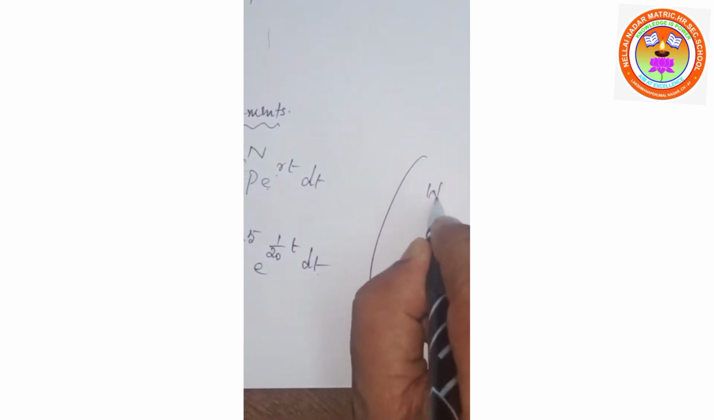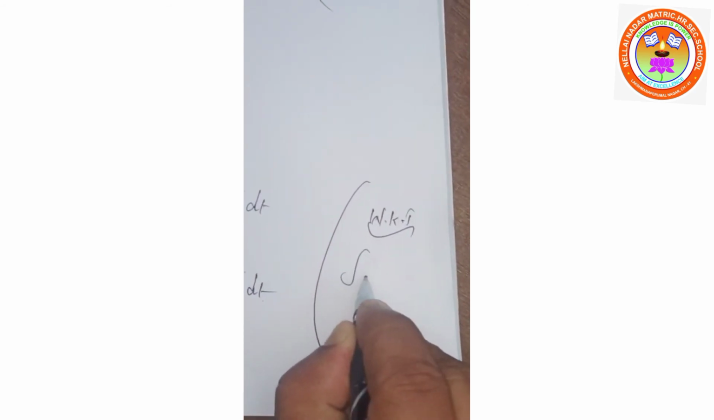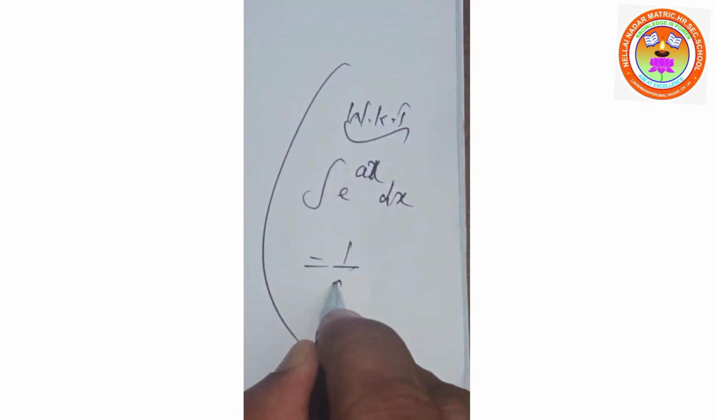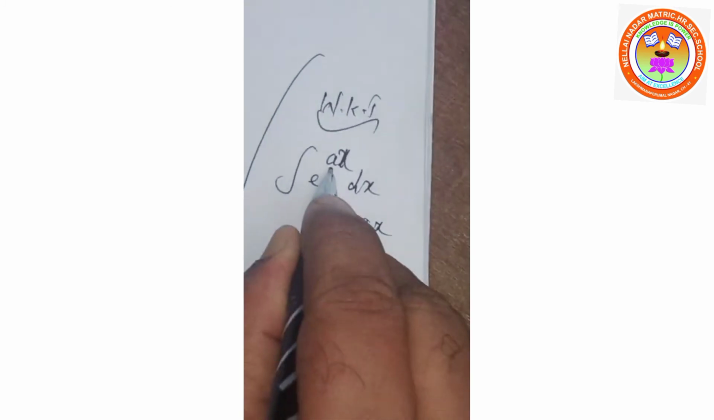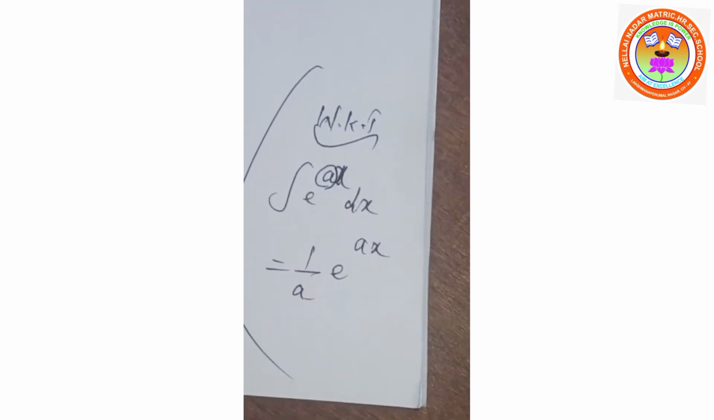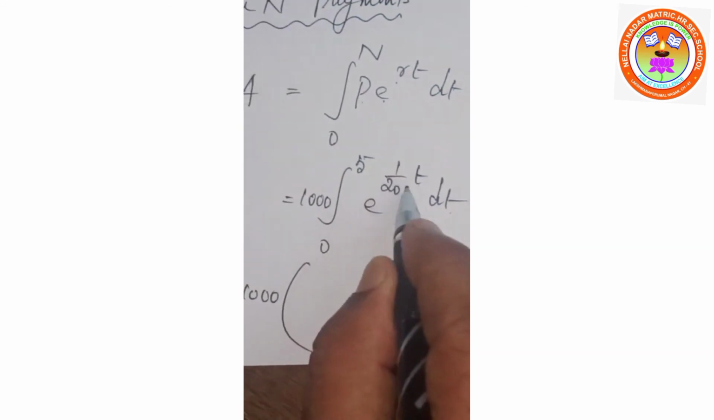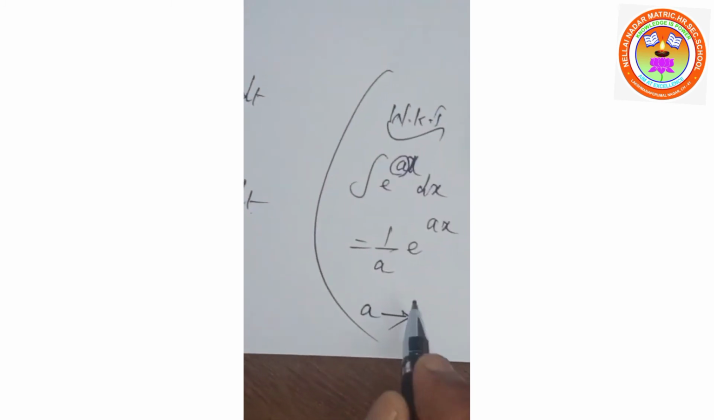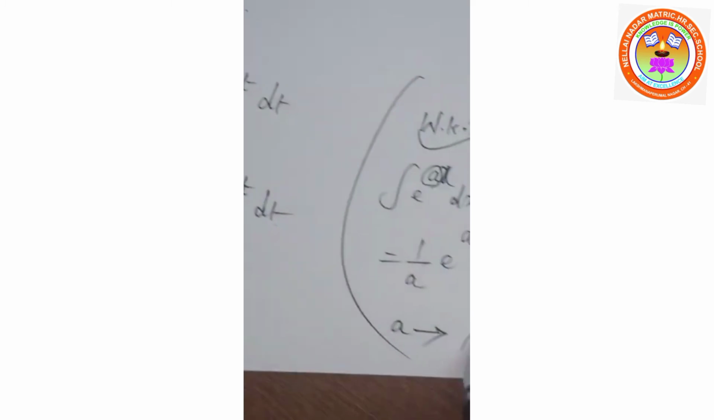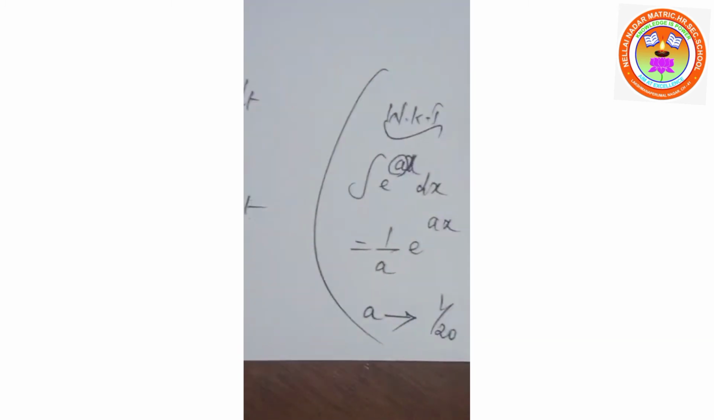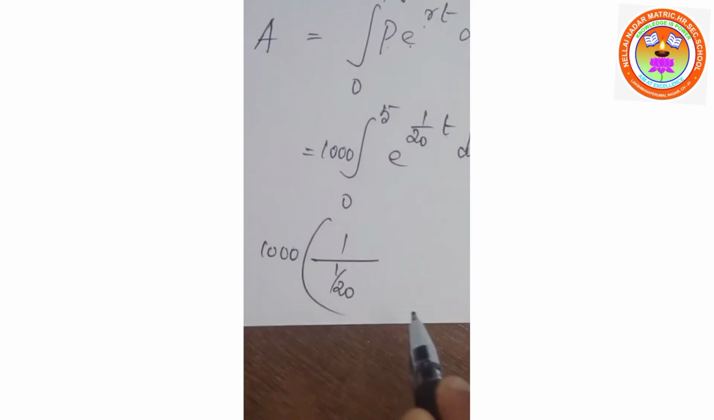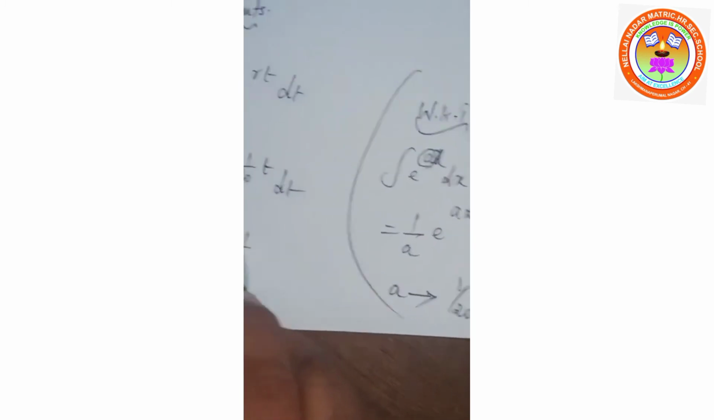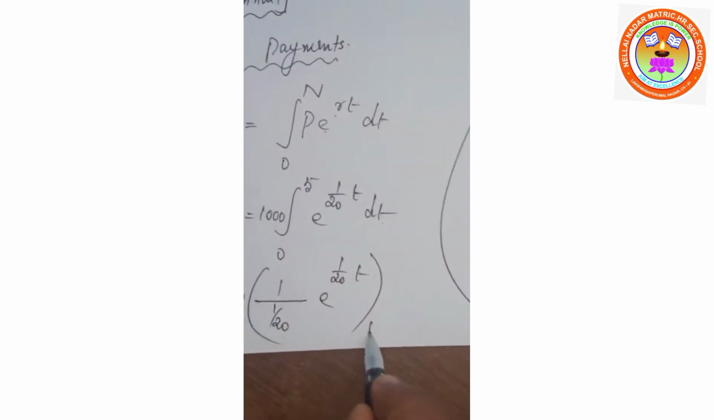Here we have to apply the formula integral e power ax dx. Formula, write 1 by a first, 1 by a into e power ax, where a is the coefficient of x. Here the coefficient of x, instead of x, what is here? T. Okay. Here a is the coefficient of t. What is the coefficient of t? 1 by 20. Okay, listen. 1 by a value 1 by 20, e power ax. So write as it is, 1 by 20 into t. Integration is over, then you have to apply the limits.